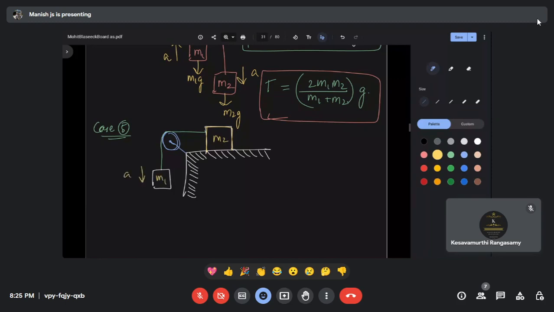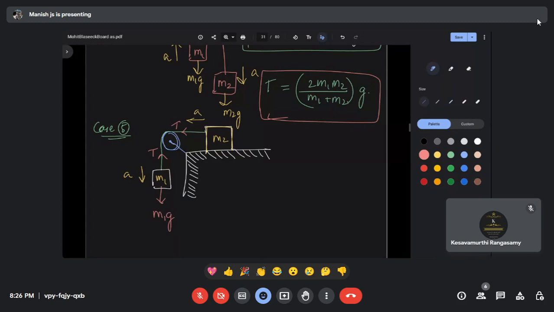And M1 is moving downwards with acceleration A. M2 block is moving leftward. And the tensions are T. It is the same rope again, so obviously the tensions acting would also be the same. Okay. So this is what we have. Block M1 also would have a weight component acting vertically downwards, which is M1 into G. So this is the diagram.